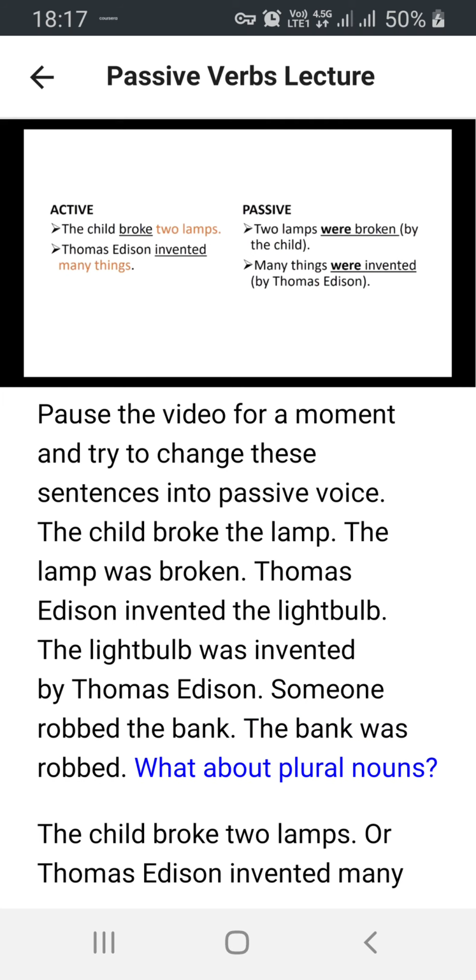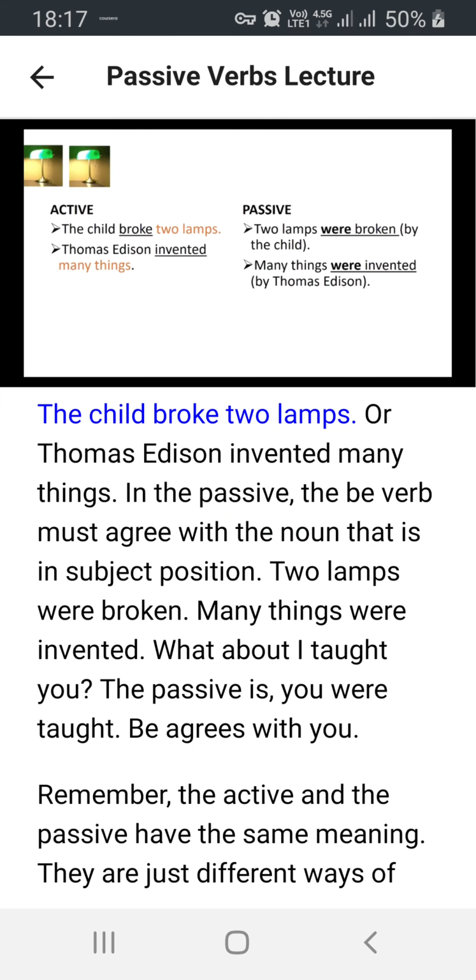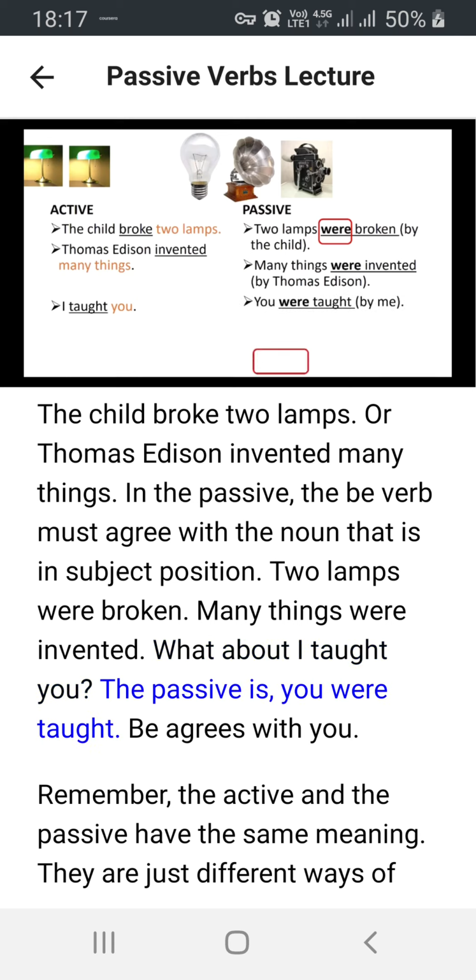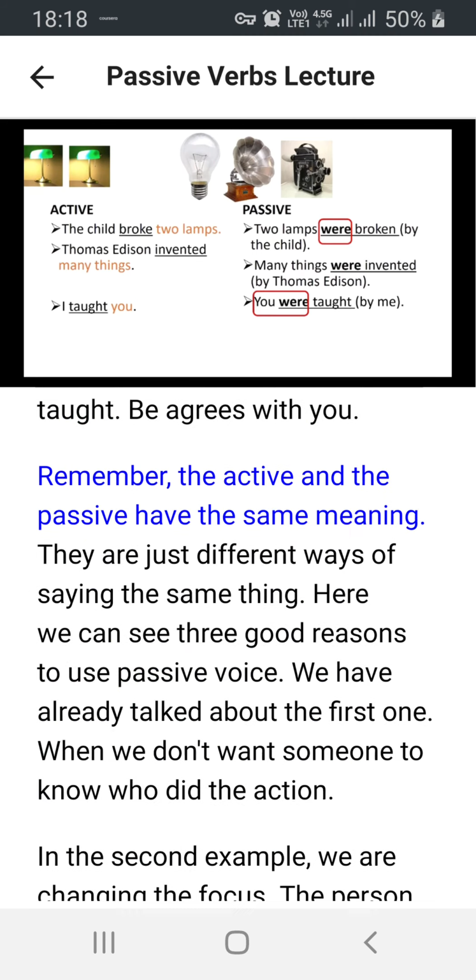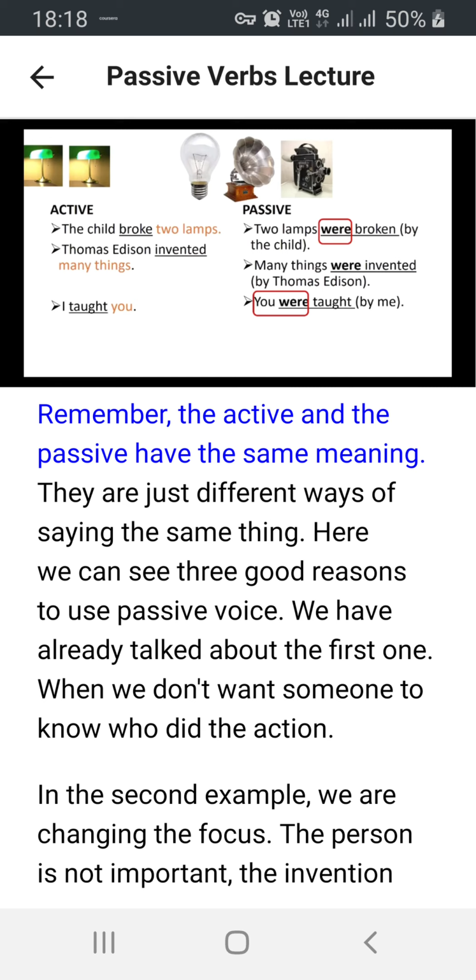What about plural nouns? The child broke 2 lamps. Or, Thomas Edison invented many things. In the passive, the be verb must agree with the noun that is in subject position. 2 lamps were broken. Many things were invented. What about I taught you? The passive is you were taught. Be agrees with you. Remember, the active and the passive have the same meaning. They are just different ways of saying the same thing.